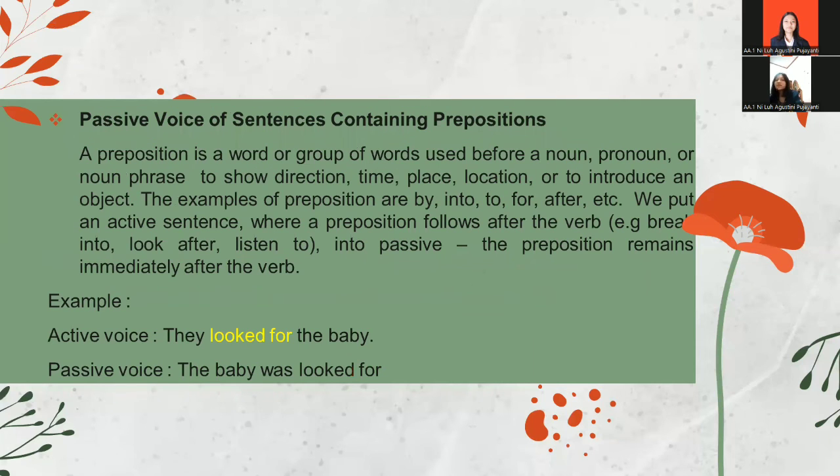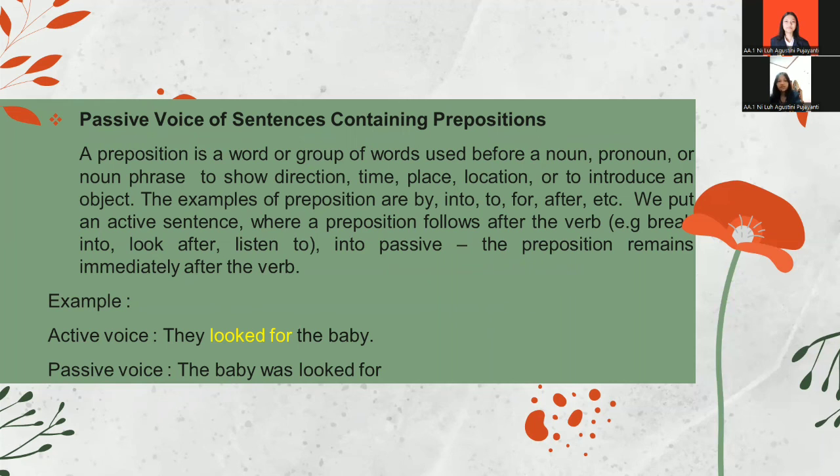And next, passive voice of sentences containing prepositions. A preposition is a word or group of words used before a noun, pronoun, or noun phrase to show direction, time, place, location, or to introduce an object. Examples of prepositions are into, by, to, for, after, etc. When we put an active sentence where a preposition follows after the verb, for example break into, look after, listen to, into passive, the preposition remains immediately after the verb.